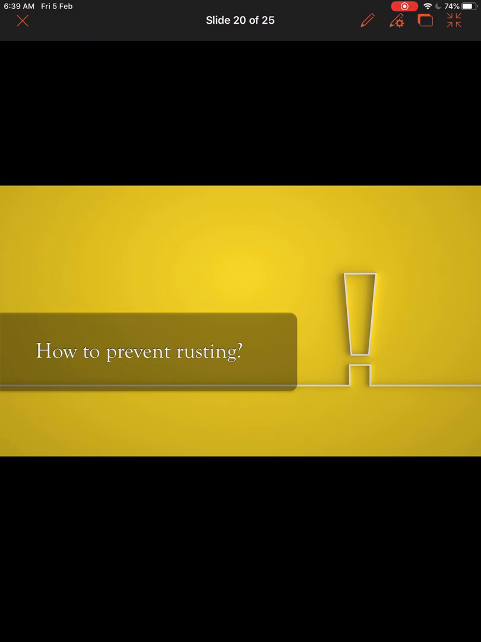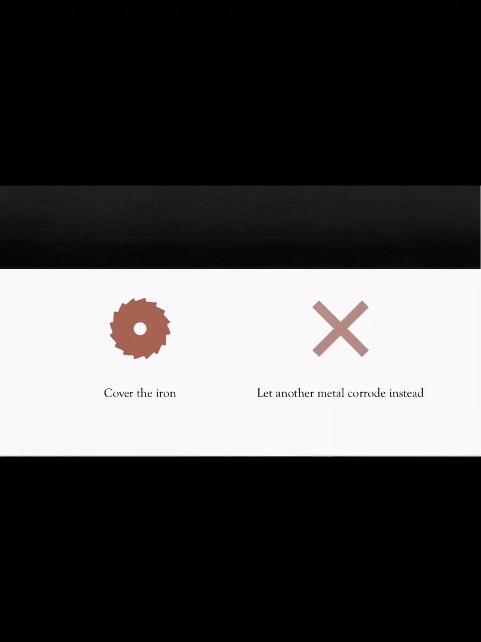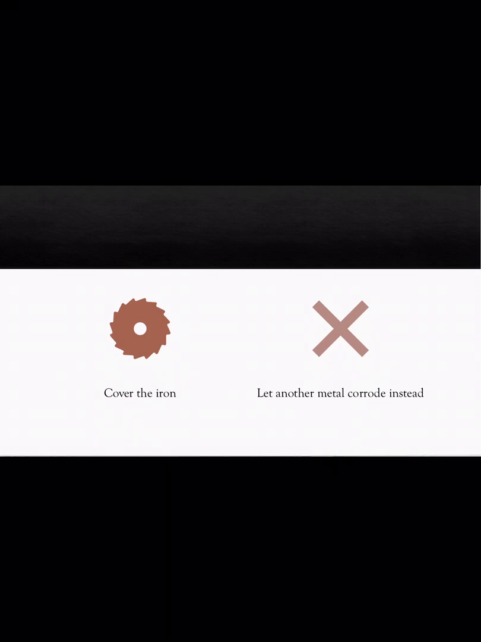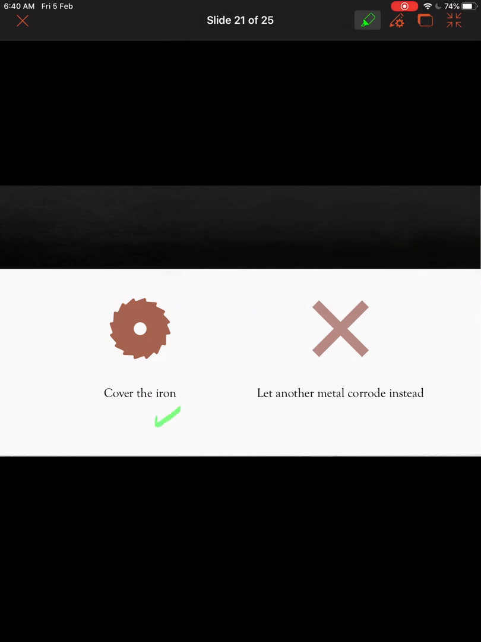For example, rusting. So how to prevent rusting? There are two ways. The first one, we cover the iron. Cover the iron that rusts, we cover it. And another one, let another metal corrode instead. One, we cover; one, we let another metal corrode. We want to protect the iron from rusting, so we cover it with another metal.